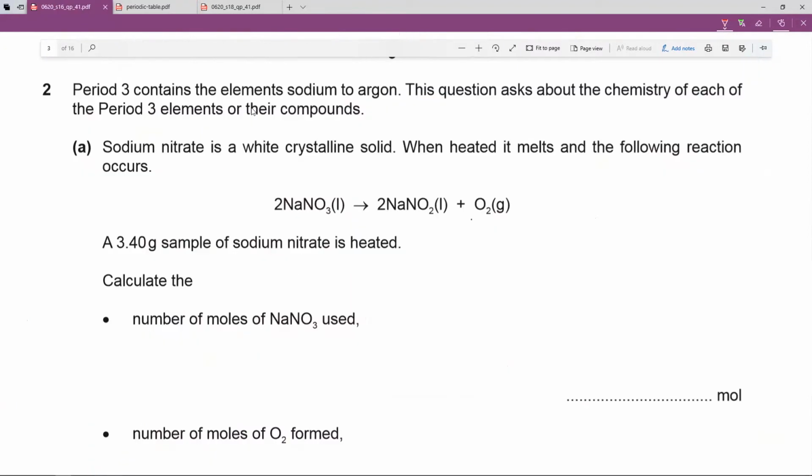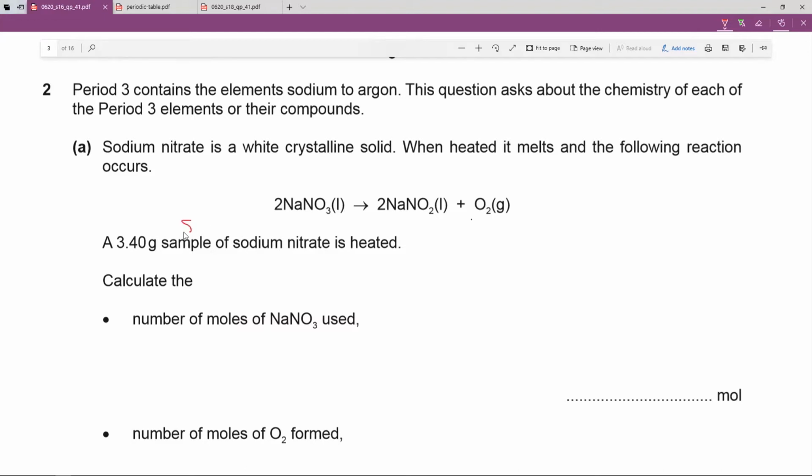Now, I won't do the whole question, but I'll only focus on the moles part because this video is about moles. So part A says sodium nitrate is a white crystalline solid. When heated, it melts and this reaction occurs. The sodium nitrate liquid is heated to give us sodium nitrite plus oxygen. Now that's a simple equation. A word equation would look this way.